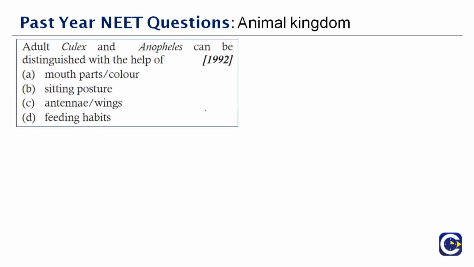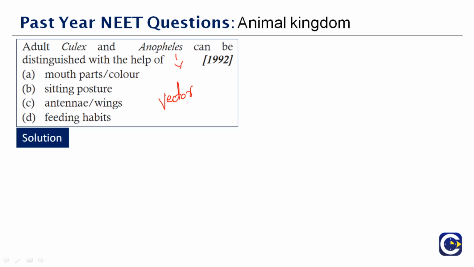Next question here. Adult Culex and Anopheles can be distinguished with the help of dash. Oh, this is a very easy question for you to answer. See, Anopheles is what? Mosquito. The female mosquito makes a major contribution towards transmission of malaria and other deadly diseases, where it acts as a vector. The body of the adult Culex lies more or less parallel to the surface, whereas in Anopheles the body lies at an angle of 45 degrees.